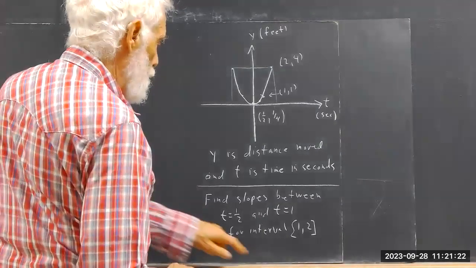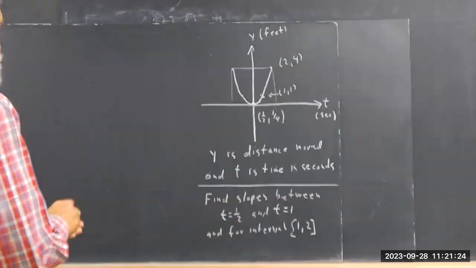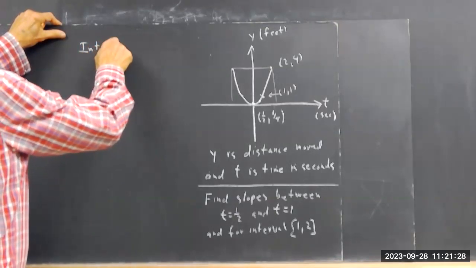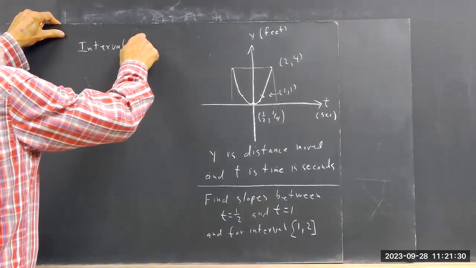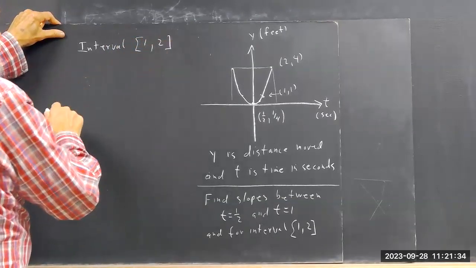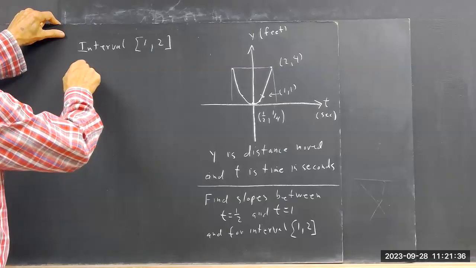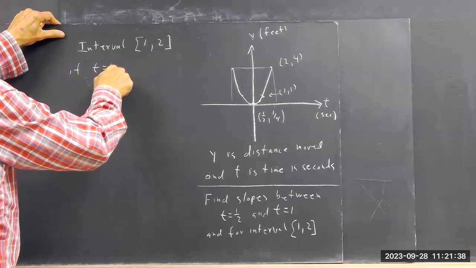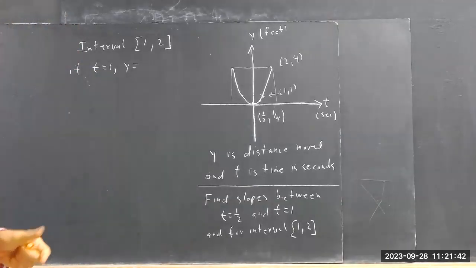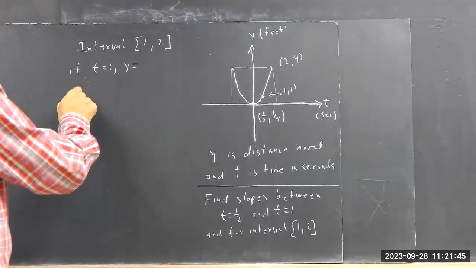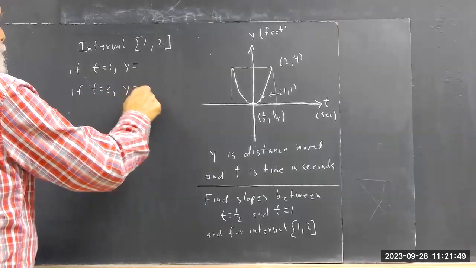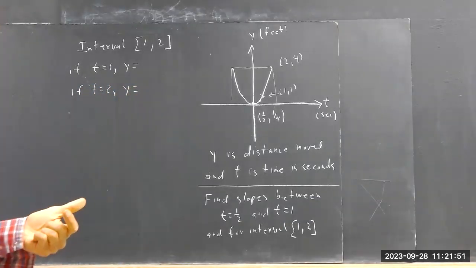Between, okay, on the interval 1, 2. If t equals 1, what is y? And if t equals 2, what is y?